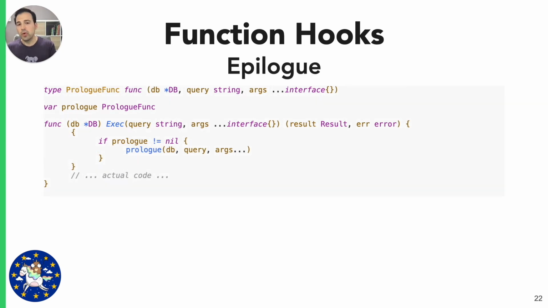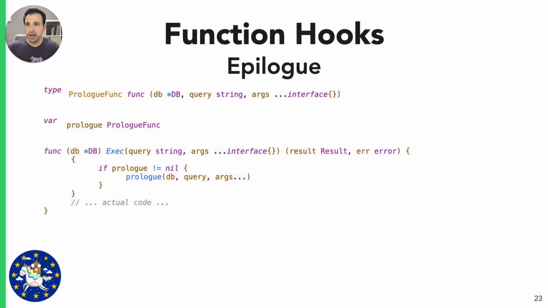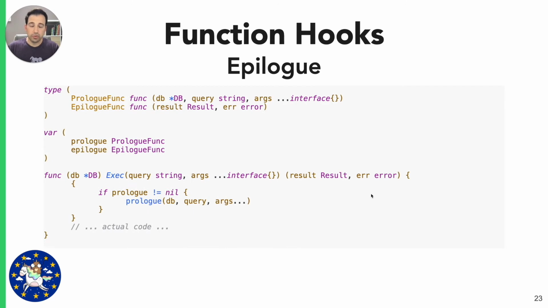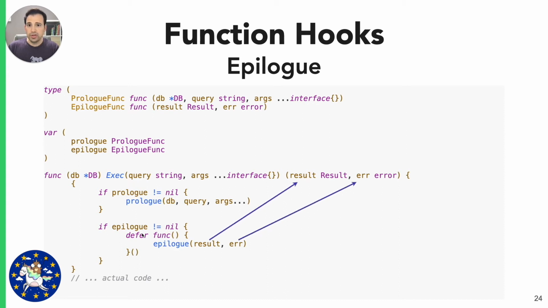Now for the epilog, we can similarly define it as a Go function value, which this time expects the function results of the instrumented function as arguments. So at runtime, we also call it when it is enabled after the prolog hook. And note the nice trick here with the function closure around the epilog call, which allows to bind the function results to the function closure.